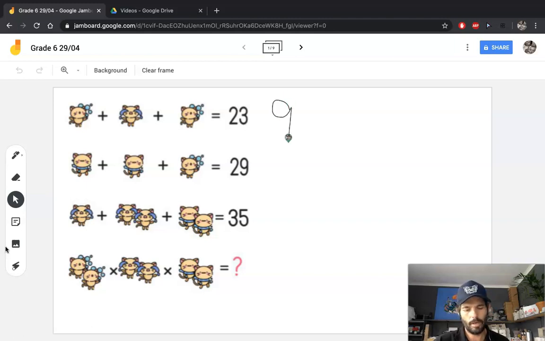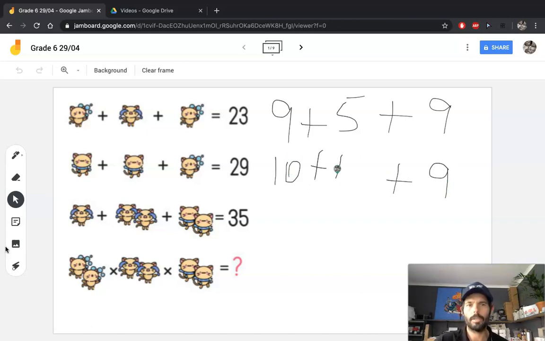So I used 9 for the bubbles, and that's 18. 9 and 9 is 18, and then I added 5 in the middle to get to 23. Then I needed to check if these things worked. So if my kitten blowing bubbles were 9, then my kittens with the scarf on would be 10 each, because 10 plus 10 plus 9 is 29. So far my numbers are working.